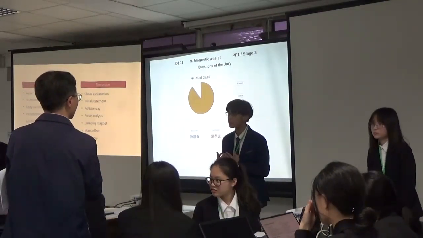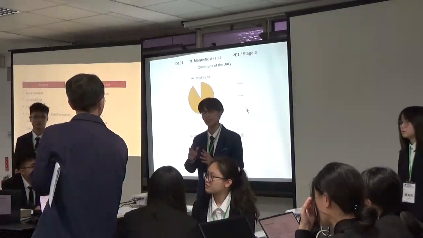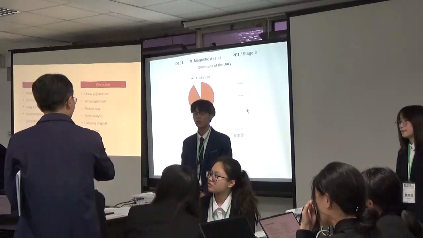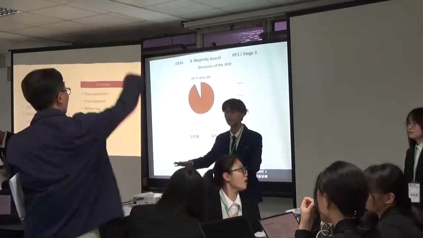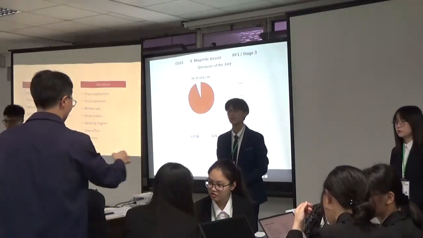I would like to ask the jury, what do you mean by a 2D magnetic plane? Just to put the magnet array. So you mean a lot of magnets? A lot of magnets, and you still have the pendulum go through this 2D magnetic array.